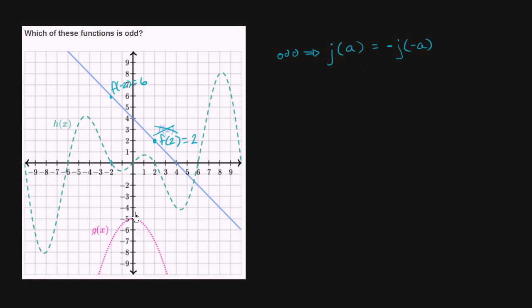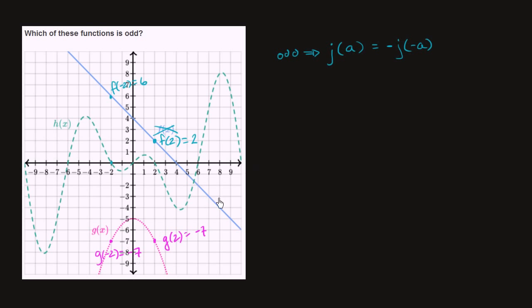Now let's look at g of x. So I could use the same, let's see, when x is equal to 2, we get g of 2 is equal to negative 7. Now let's look at when x is negative 2. So we get g of negative 2. G of negative 2 is also equal to negative 7.